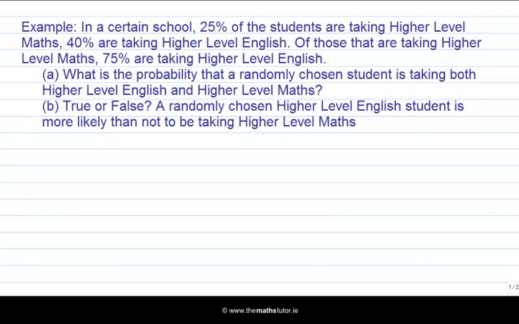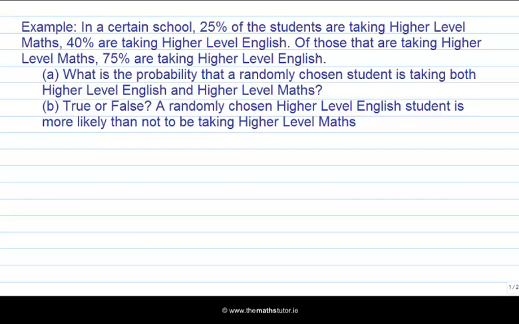So in this example we're given some data about the students in a particular school, and we're told that 25% of them are taking higher level maths, 40% taking higher level English, and we're told that of the ones that are taking higher level maths, so just of those ones, 75% are taking higher level English as well. And then we have a couple of questions to answer about the probability of a randomly chosen student taking both higher level subjects, and we have a true or false. Right. So how does this all relate to probability?